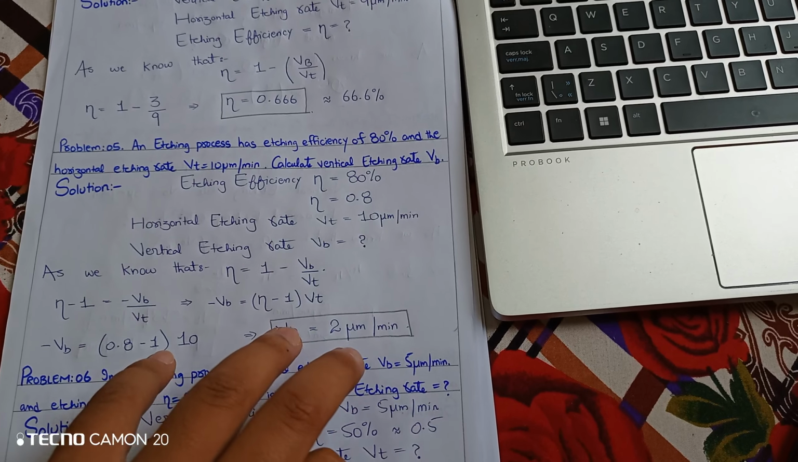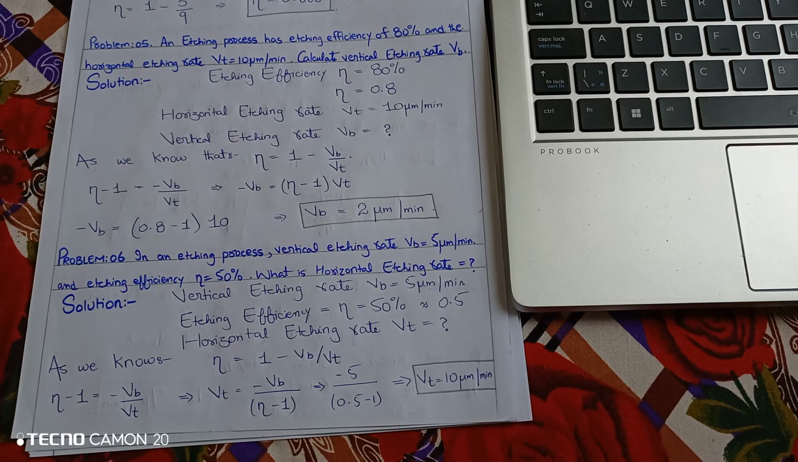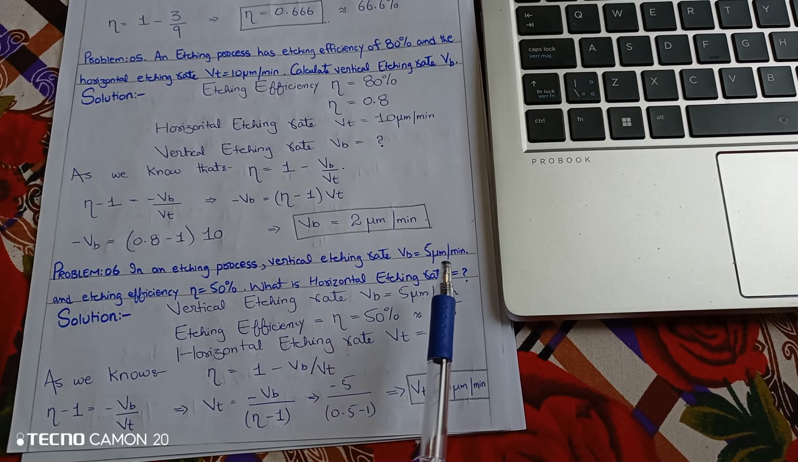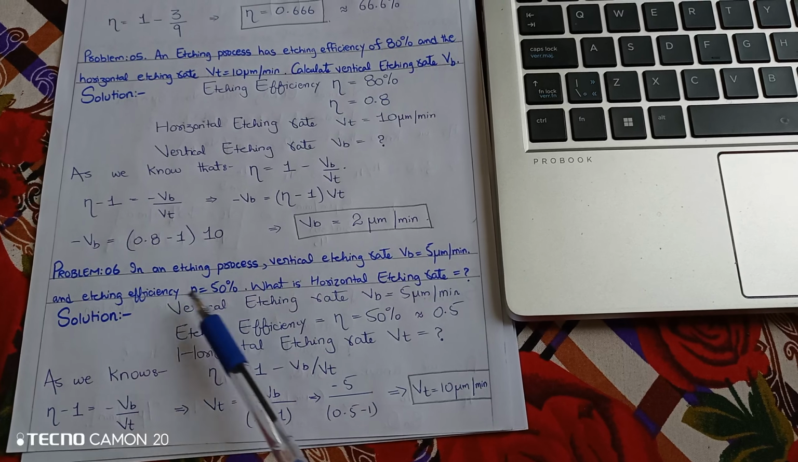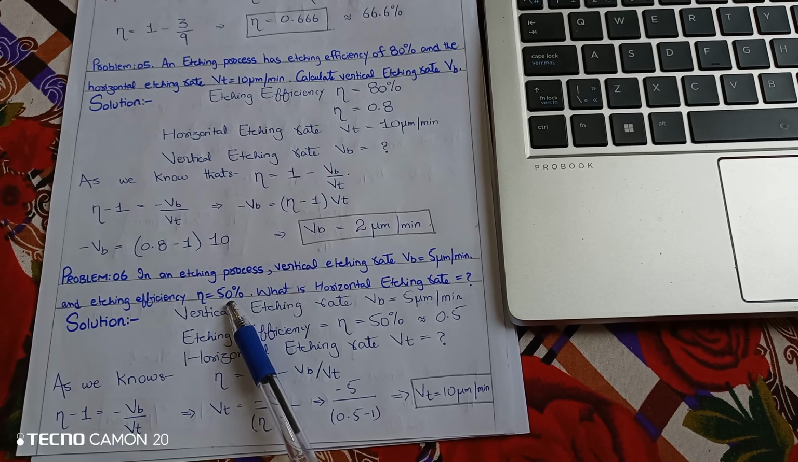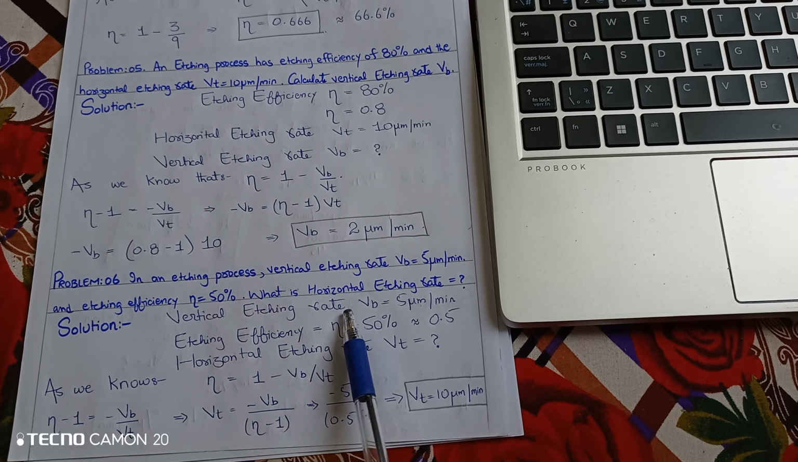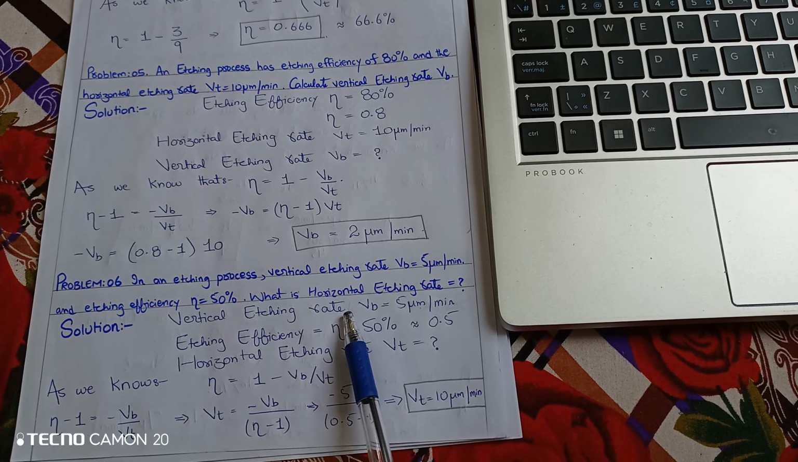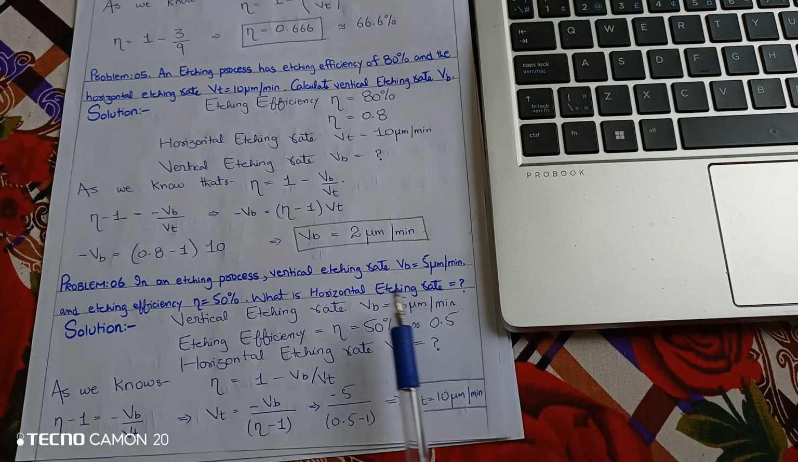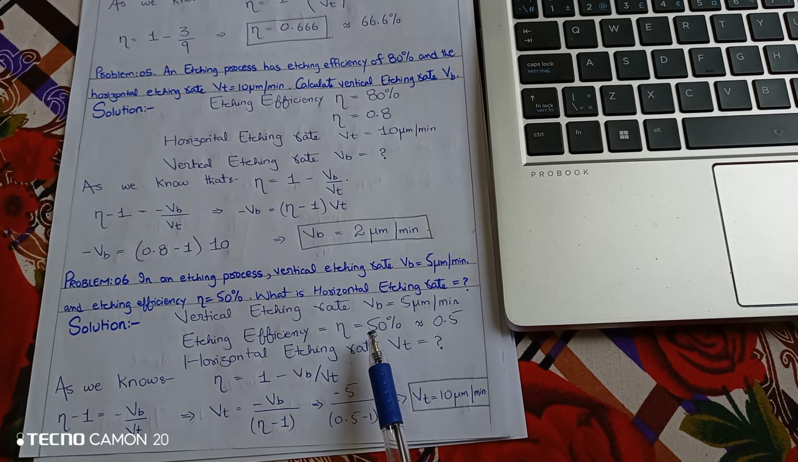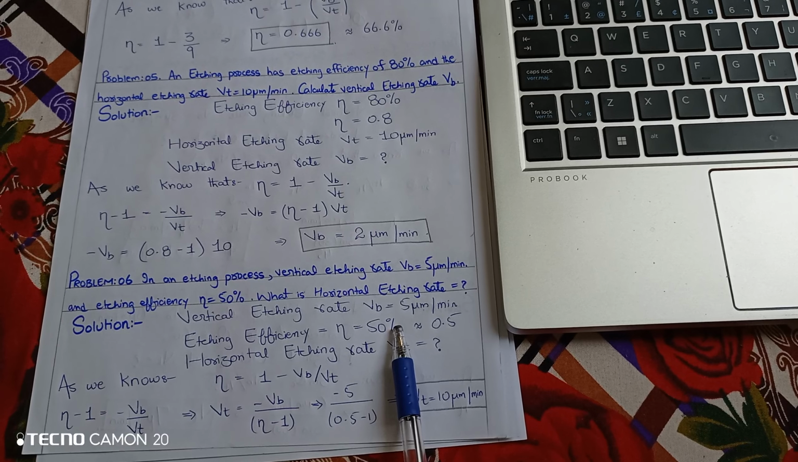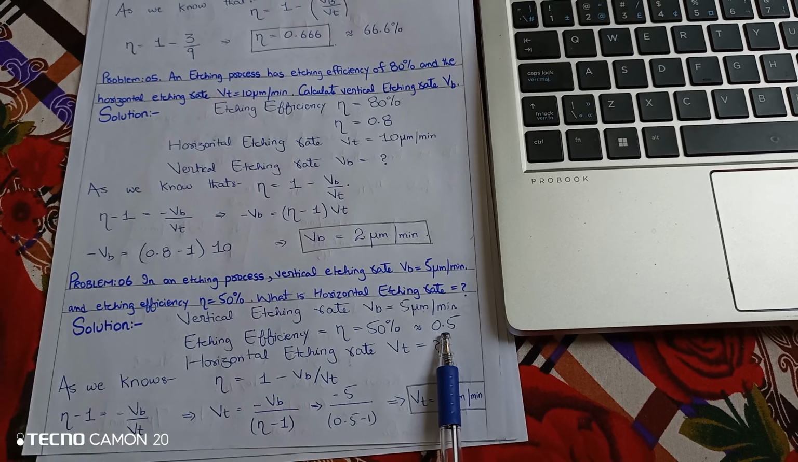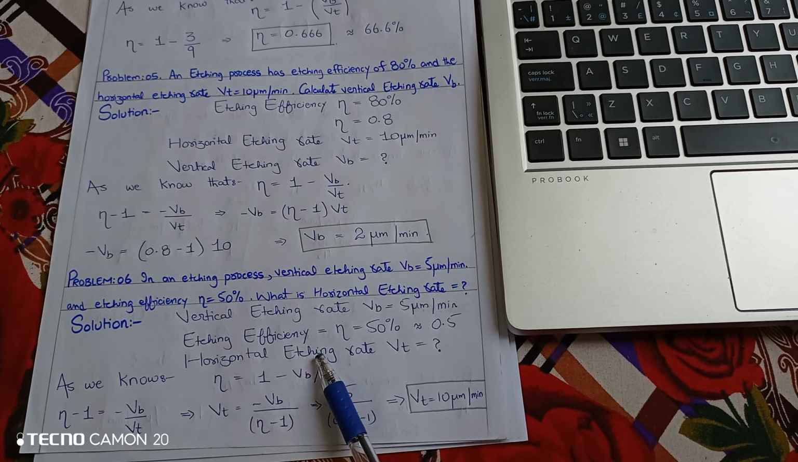Now move on towards our sixth problem. Our sixth problem says that in an etching process, the vertical etching rate is 5 micrometer per minute, and the etching efficiency is again given, eta equals 50%. What is the horizontal etching rate? Now you have to find the horizontal etching rate, meaning Vt. Vertical etching rate is given, Vb equals 5 micrometer per minute. Etching efficiency is also mentioned, which is 50%. How can you convert this? By dividing by 100, you will get the percentage into 0.5, which is the efficiency. You have to find the horizontal etching rate, meaning Vt.